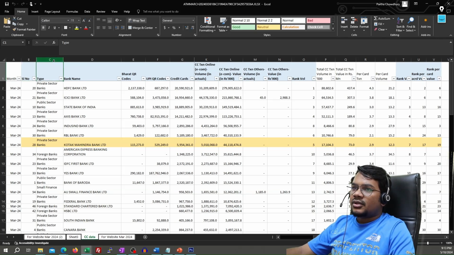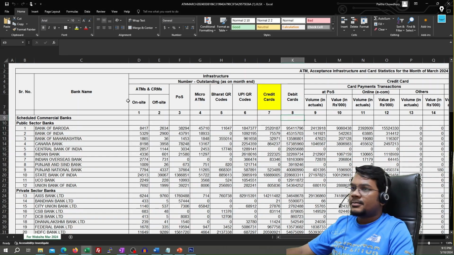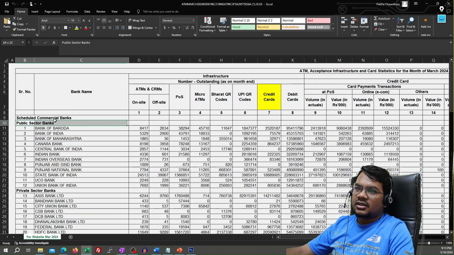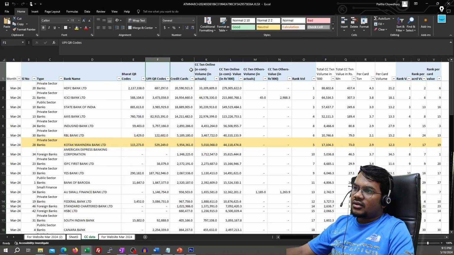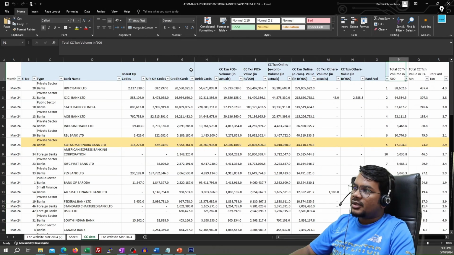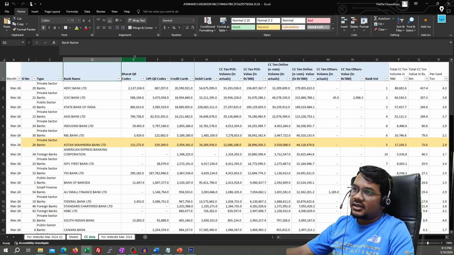So this is the type of bank that was there. If you see the original data, this particular column, public sector, private sector, I just kept that for my reference. And the bank name, I kept QR code. All the columns are there basically, but we only need the credit card column. So let's just hide others.